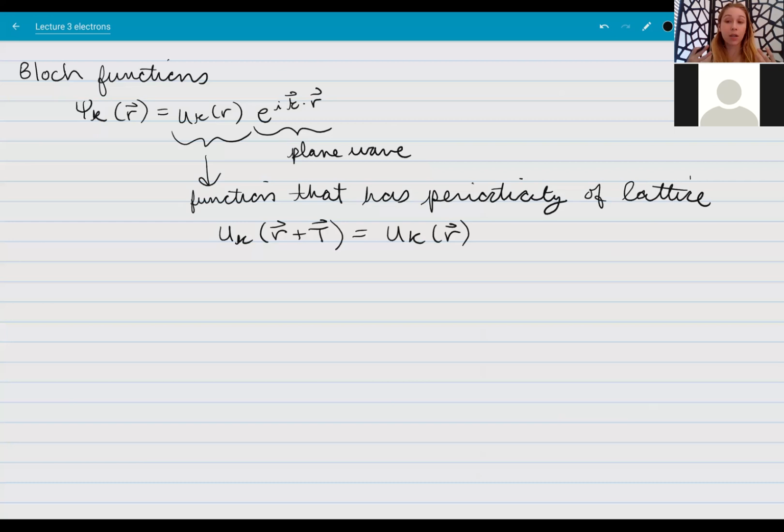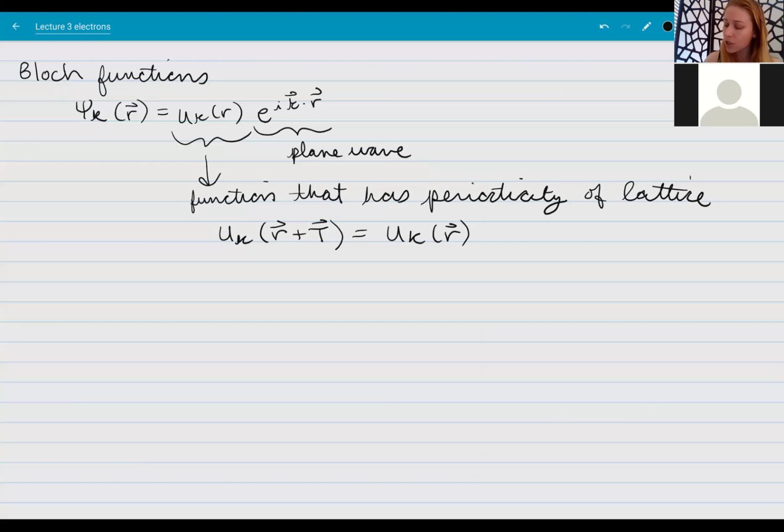When you have a crystalline solid, which is electrons plus the lattice, then the solutions to the Schrodinger equation in that scenario will take on the form of Bloch functions. That's all that I will say about Bloch functions, but I want you to really remember that this is one of the most fundamental things in solid state physics.